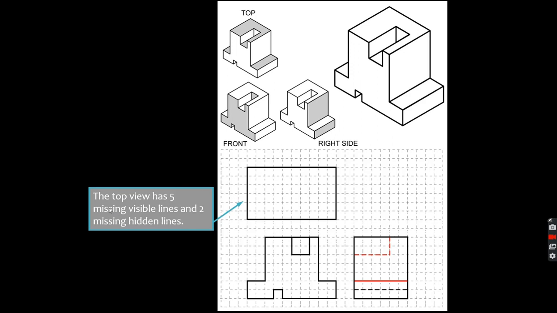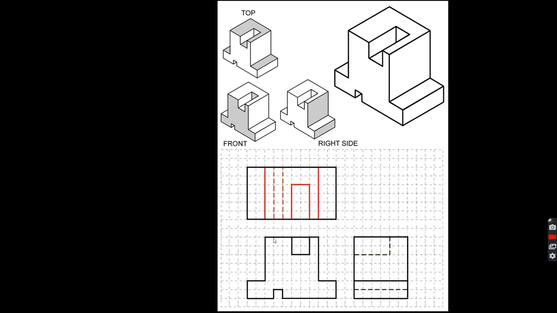Top view has 5 missing visible lines and 2 missing hidden lines. Again, looking down on the top, you would see this line, you would see this cutout, and you would see this line here. This little notch down the bottom will show up as hidden lines.